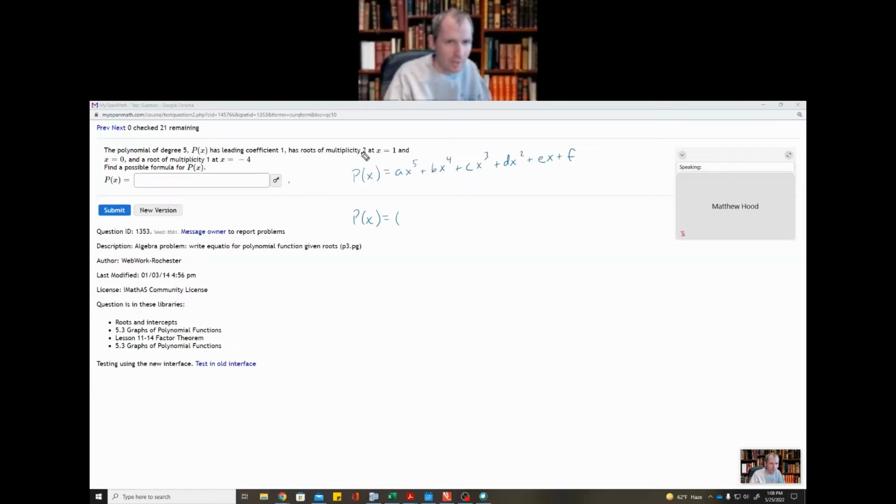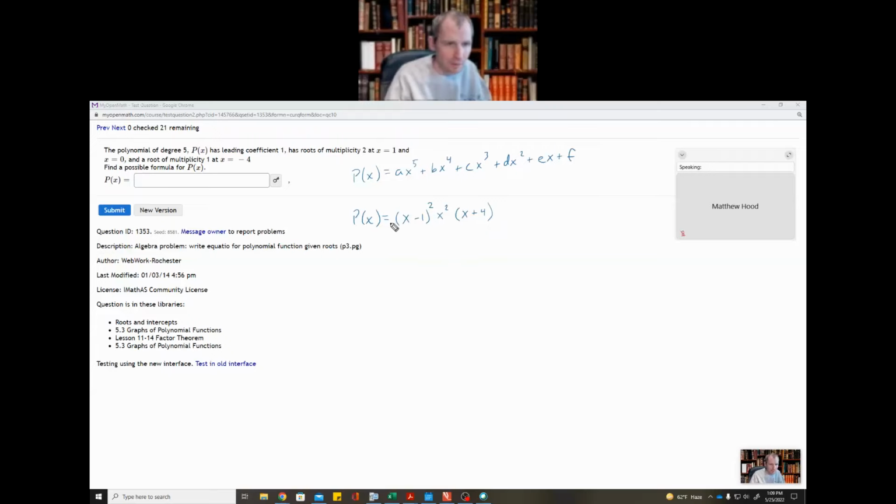And I know it has this, x equals 1 is a root, so x minus 1 is a factor. It's of multiplicity 2, so I have 2 of those. Okay. X equals 0, so this is like an x minus 0, or typically we'll just write that as like an x. That's also multiplicity 2. And then x equals negative 4. So x minus a negative 4 is the same as x plus 4. So this is what the polynomial looks like in factored form.